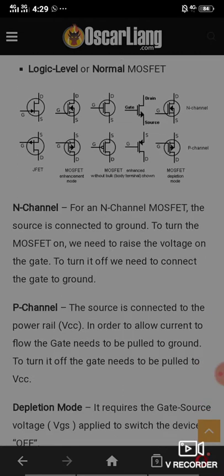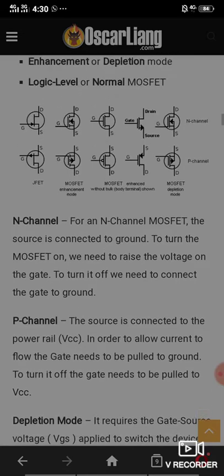For P-type, the source is connected to the power VCC. In order to allow current flow, the gate needs to be pulled to ground. To turn it off, the gate needs to be pulled to VCC.